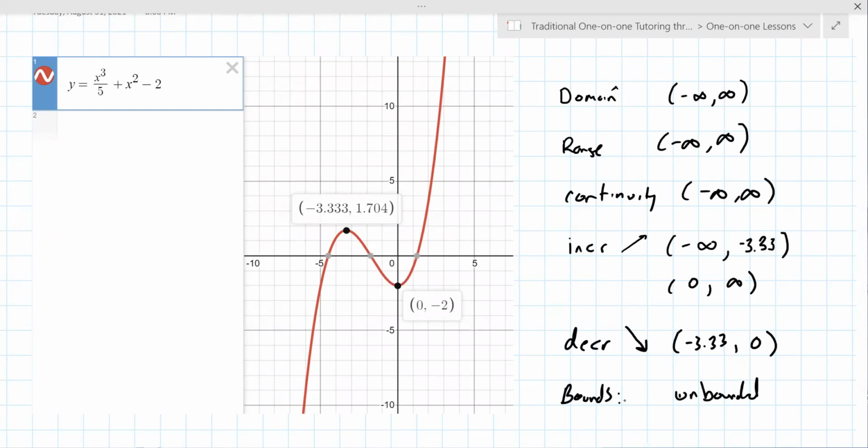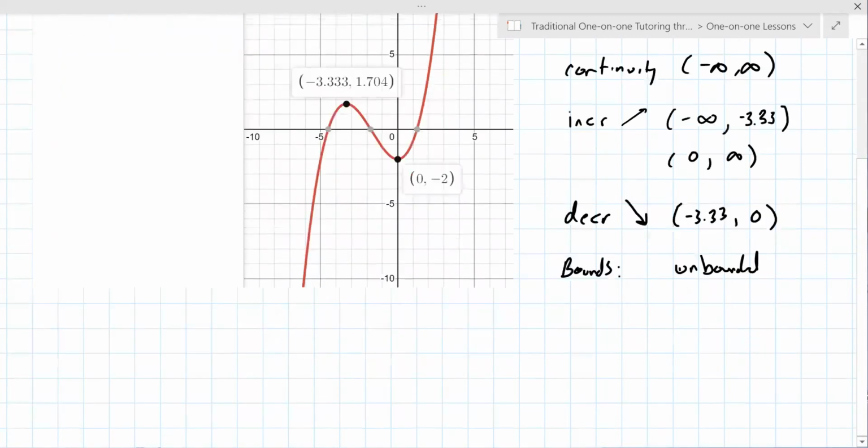So then extrema. So minimum, maximum. This one has what's called local extrema, which is this max and this min, but it doesn't have absolute max and absolute mins.